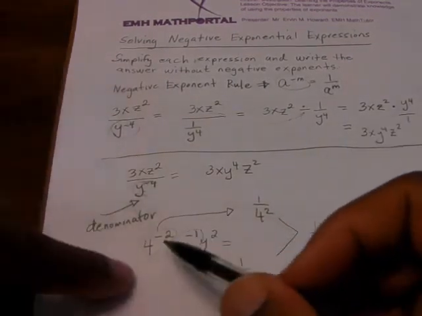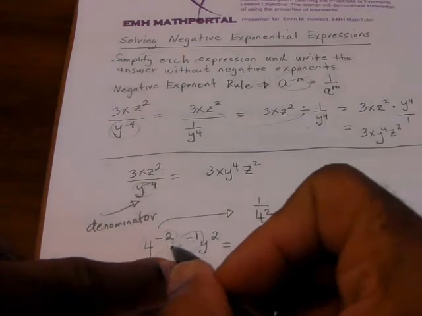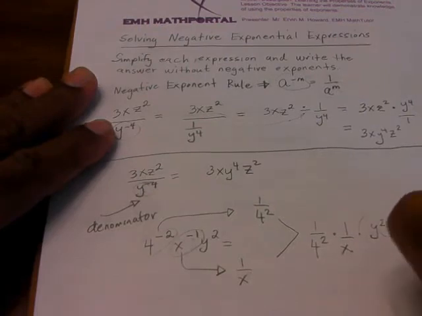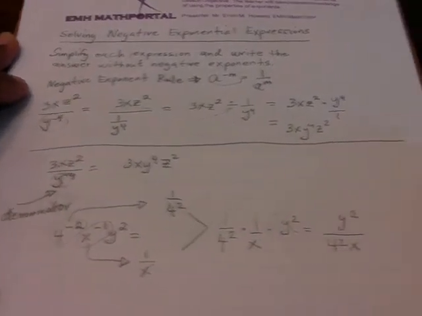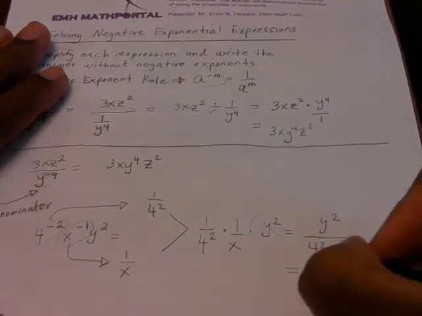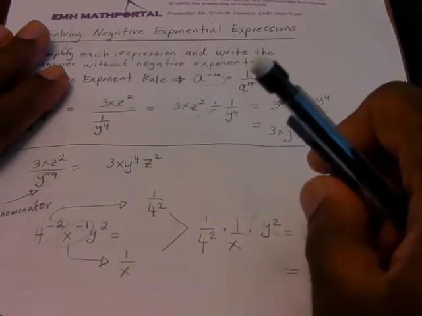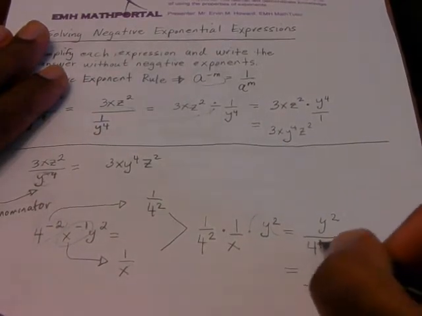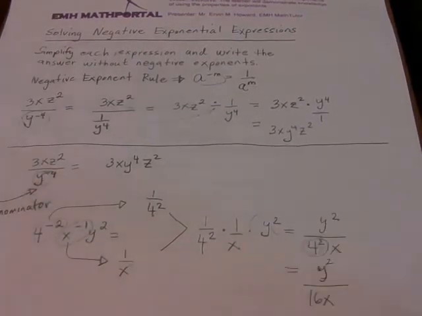So the only thing that happens is that these values become applied to the formula. They become values in the denominator. So you'll have y squared over 4 squared x. Then you have y squared, and then simplify this. 4 squared would be 16x. All right, and that's your answer.